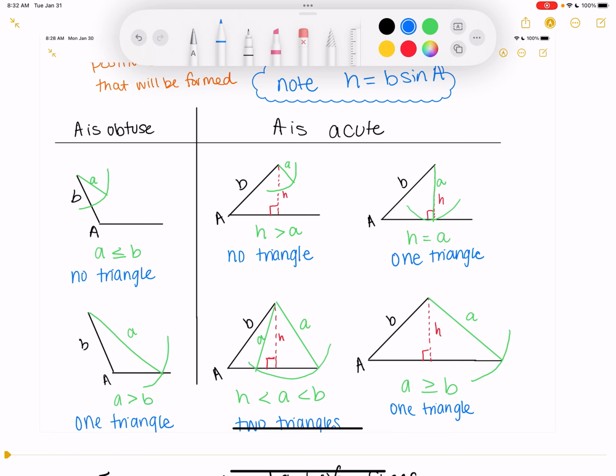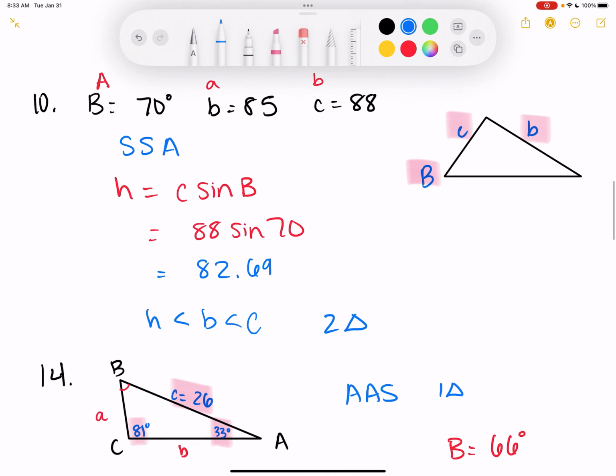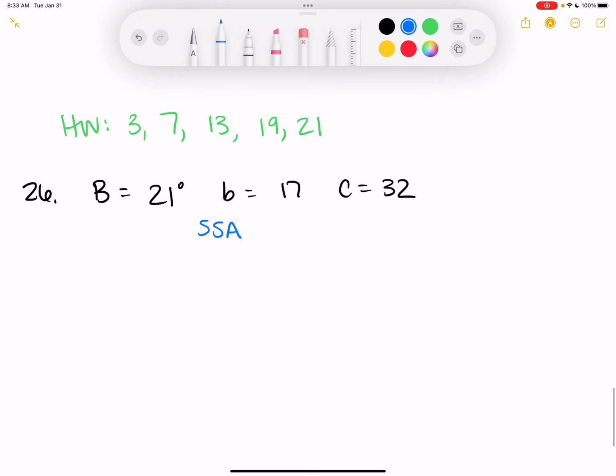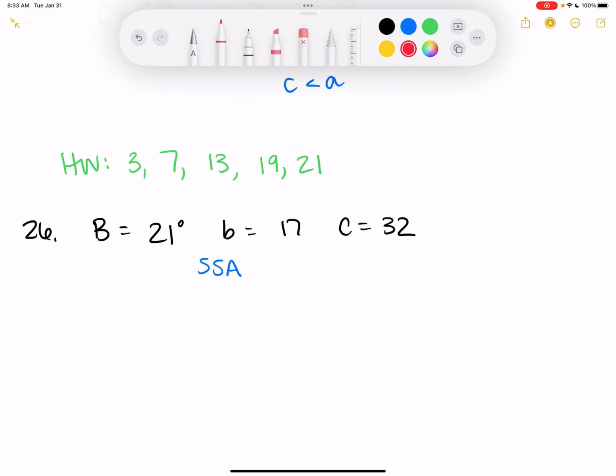Okay, so just imagine I didn't tell you that it was two triangles. Then we're going to go through and find H with this formula. In this case, H is going to be equal to C sine of B, because of what letters I'm given. So then 32 sine of 21, and again, just a reminder, we are in degree mode because this is degrees.